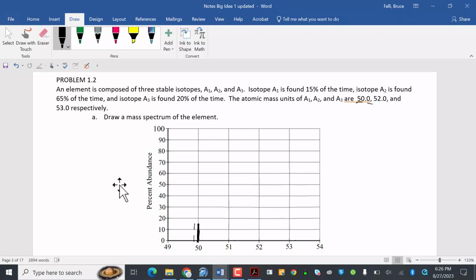A2 is found 65% of the time, and it weighs 52. Right, so 52. And then 53 was 20% of the time. 53 is 20% of the time. That's it.